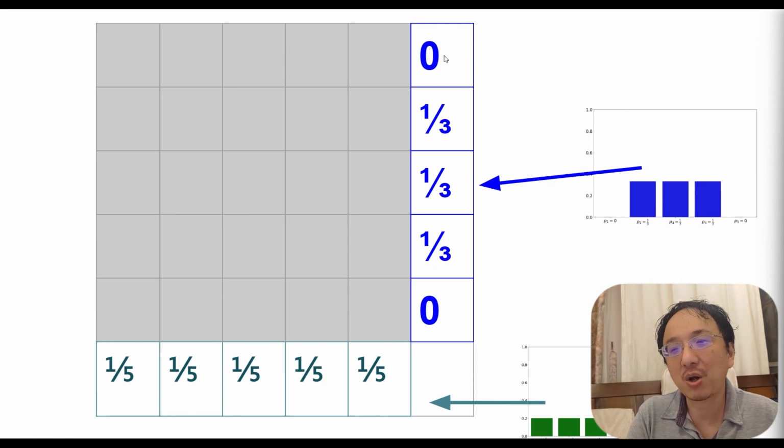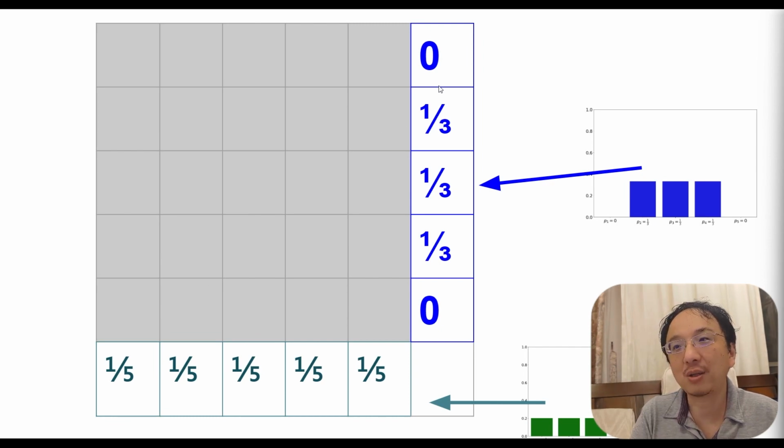So this one also has 5 different outcomes: 1, 2, 3, 4, 5, or A, B, C, D, E. So what does it mean by the joint distribution? You can consider the joint distribution as these gray boxes.